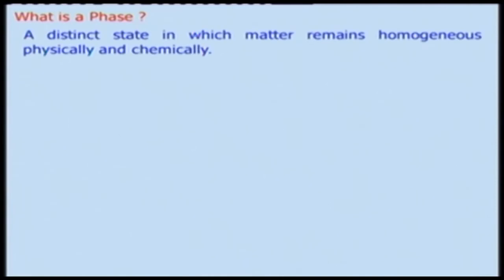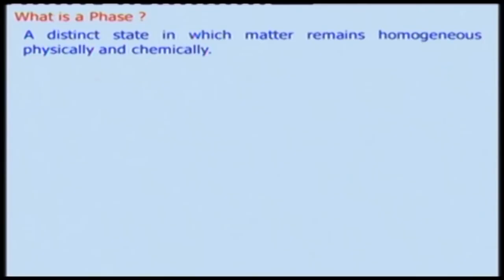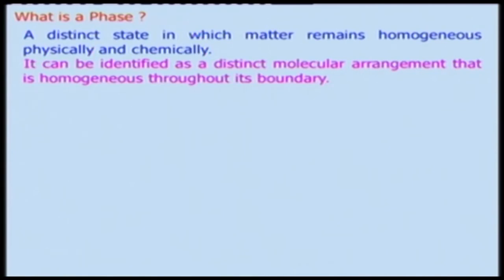So now whenever we are talking, we will be talking about a phase. So, what do you mean by phase? A phase is basically a distinct state in which matter remains homogeneous physically and chemically. Chemically, if it is homogeneous, what do we call it? We call it a pure substance, right? But here, not only chemically homogeneous, it should be physically as well. The common example, in summer season, you will be getting some ice water, right? If ice is there, then you know that is in solid phase and water will be in the liquid phase. This can be identified as a distinct molecular arrangement that is homogeneous throughout its boundary.